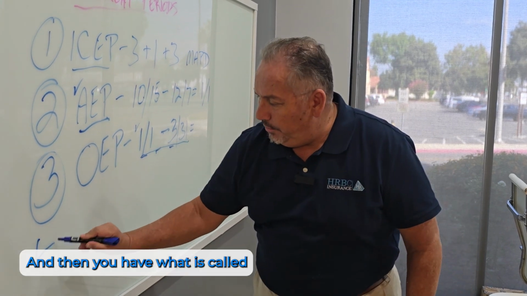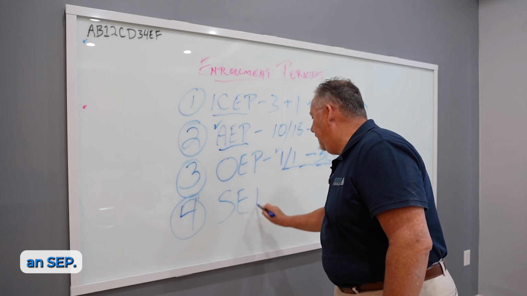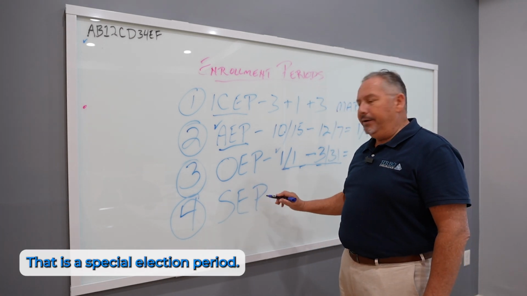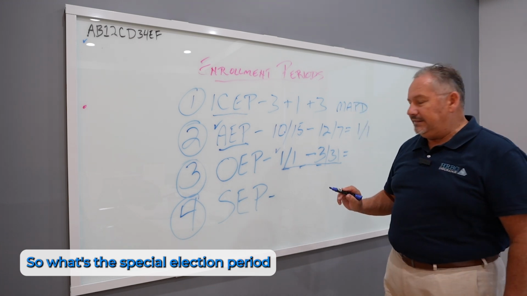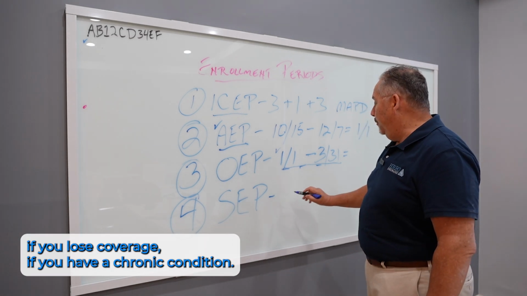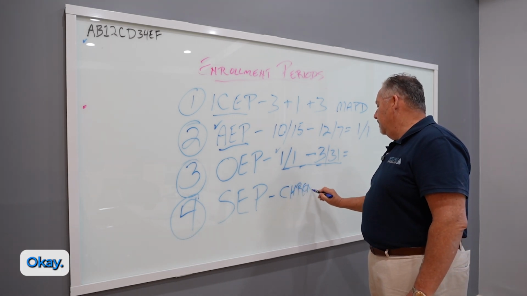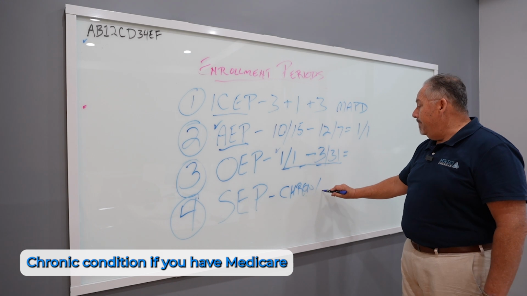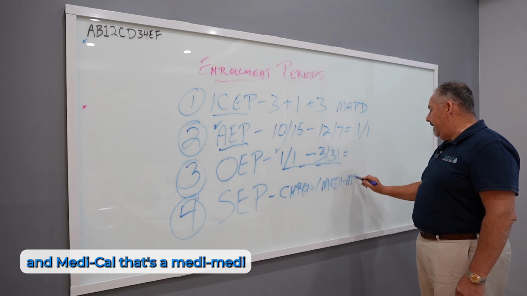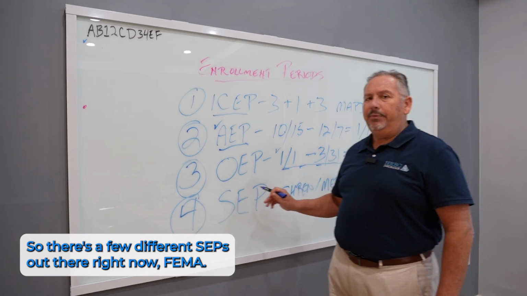And then you have what is called an SEP. That is a special election period. So what's a special election period? If you lose coverage, if you have a chronic condition, okay? Chronic condition, if you have Medicare and Medi-Cal, that's a Medi-Medi. So there's a few different SEPs out there.